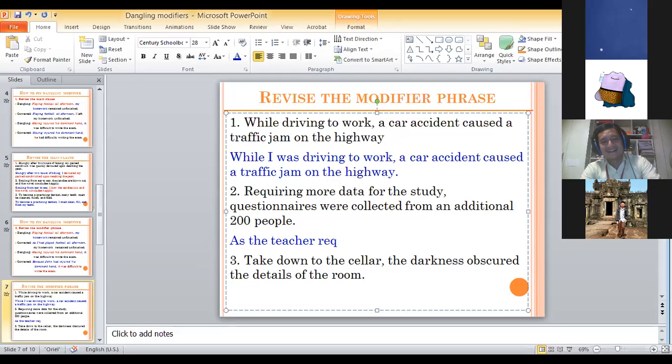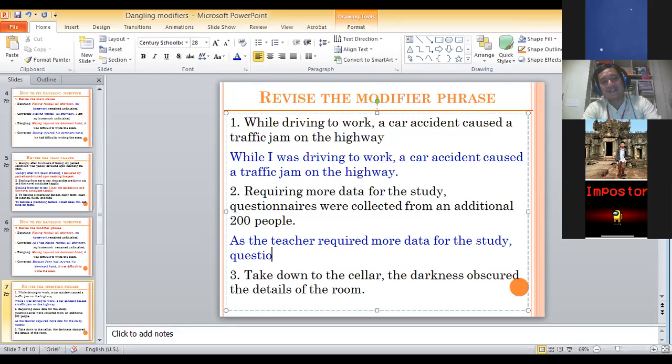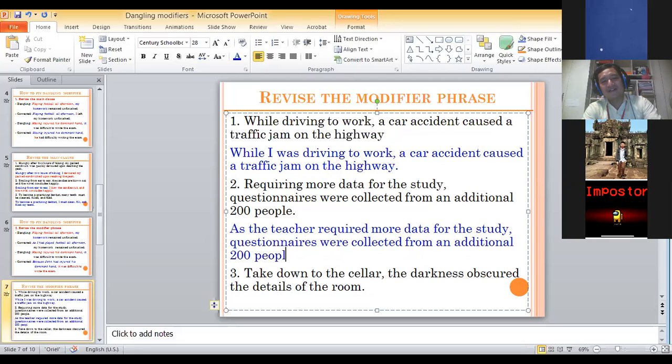All right, so just change a little bit. You don't need to say was required. Just say as the teacher required more data for the study, questionnaires were collected from an additional 200 people. Okay, great.